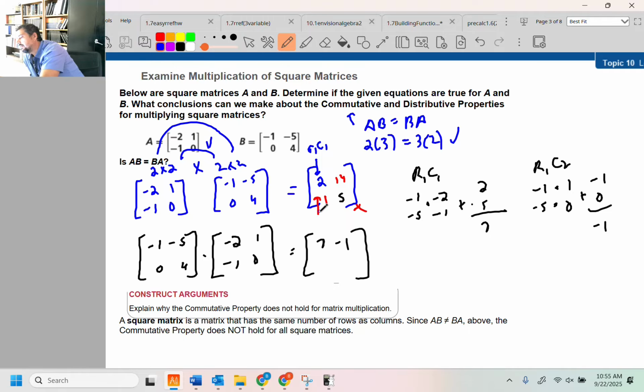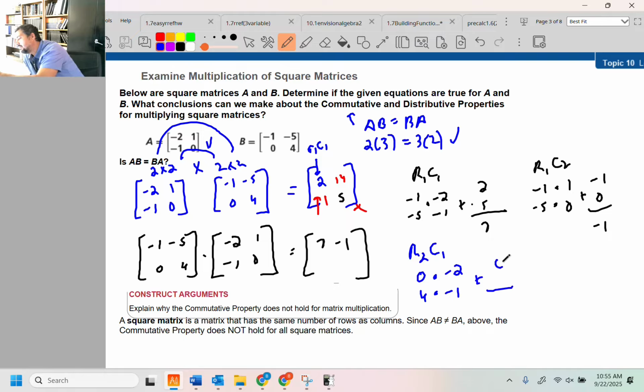Next maneuver, right here, is going to be row 2, column 1. So now we're going to grab this row, 0, 4. Remember, we multiply across. Column 1, -2, -1. And then we add down. 0 times anything is 0. 4 times -1 is -4. If you add down, you get -4.